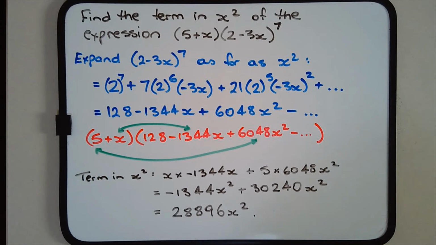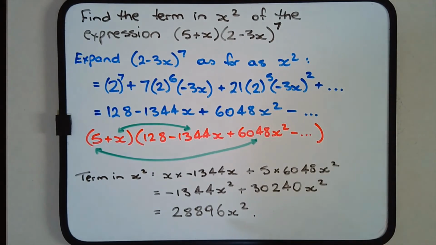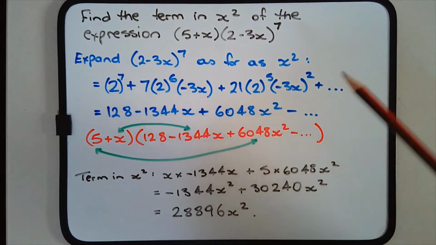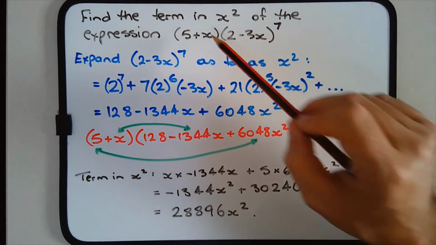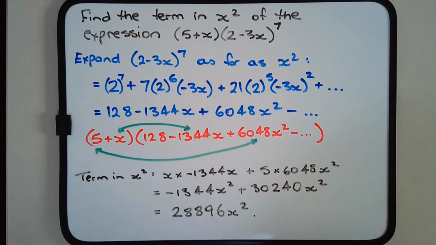Find the term in x squared of the expression (5 + x)(2 - 3x)^7. The strategy here is to consider the expansion of (2 - 3x)^7, and we're going to consider that as far as x squared. And then consider the product of that expansion with the binomial 5 + x. That expansion will result in terms in x squared, and we collect the like terms, and there's our answer.